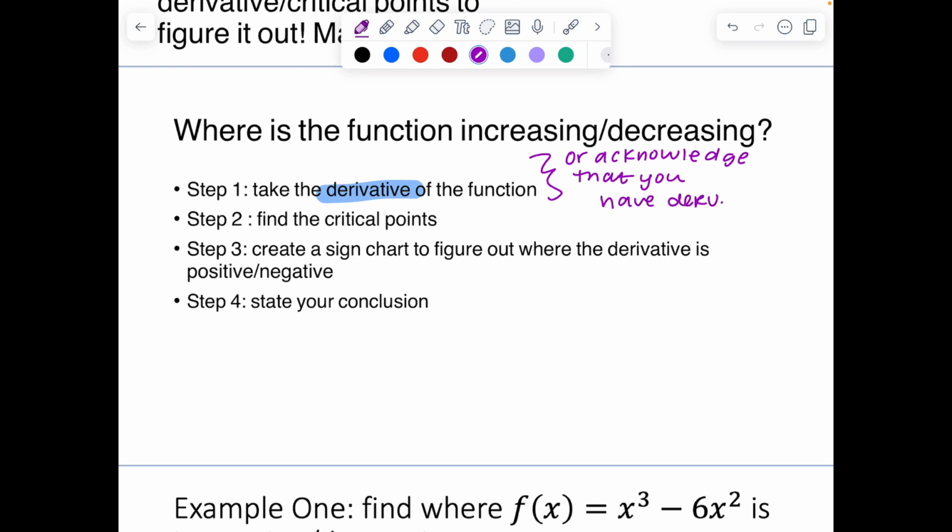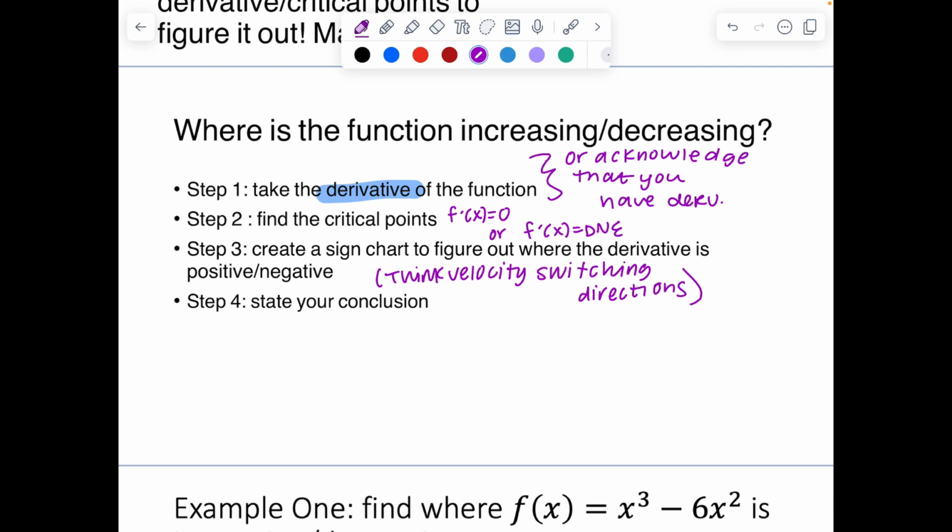Then what you'll do is find the critical points. Remember, the critical points are where the derivative either equals 0 or where the derivative doesn't exist. And then you're going to create a sign chart to figure out where the derivative is positive or negative. Think, this is what we did with velocity switching directions. That was the concept we used there. And then you have to state your conclusion. You have to tell me why. So those are our steps.